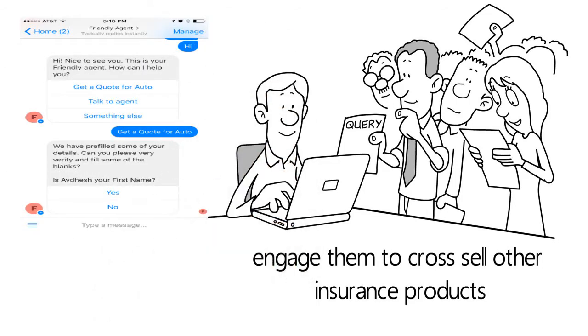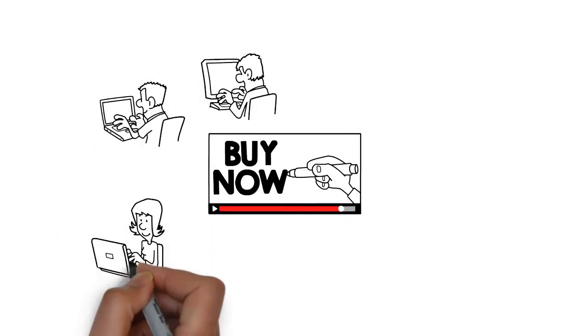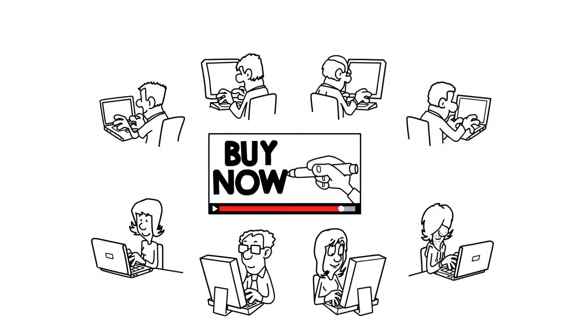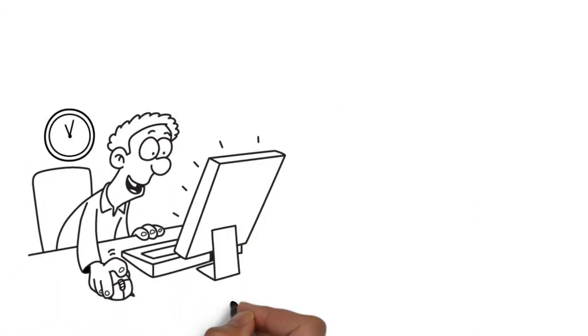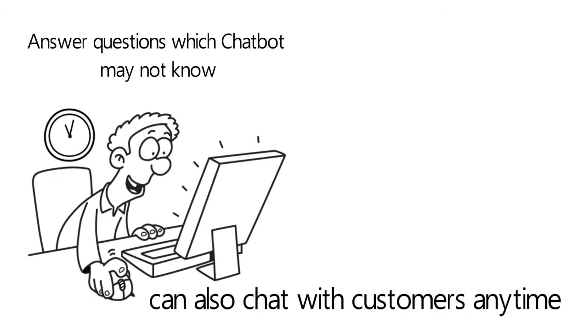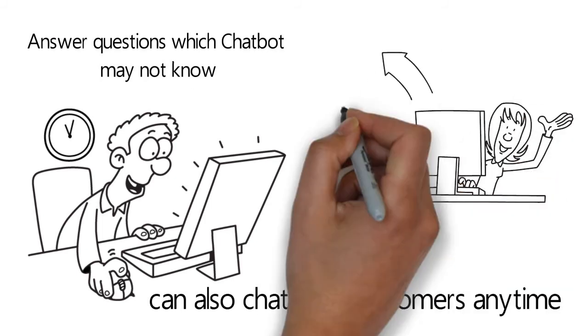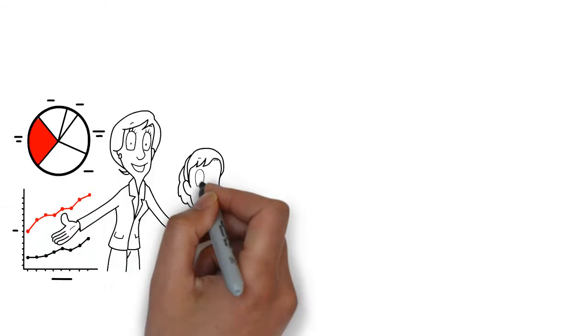Friendly Agent will be available on your website, Facebook page, Messenger, 24/7. Customers can interact with your agency anytime using Messenger, and you can use that information to provide a quote. You will see chatbot conversation on your Facebook business page and can chat with customers anytime and answer questions which chatbot may not know. Friendly Agent will provide you email notification about leads with their details.